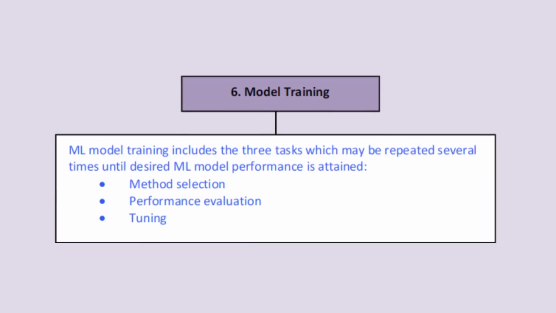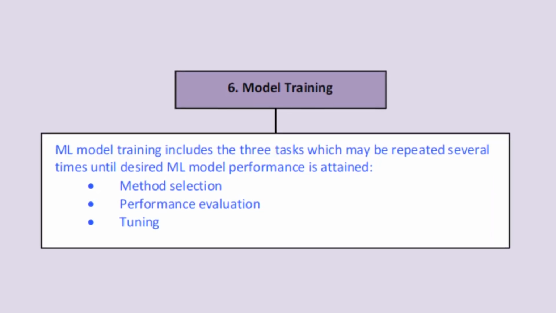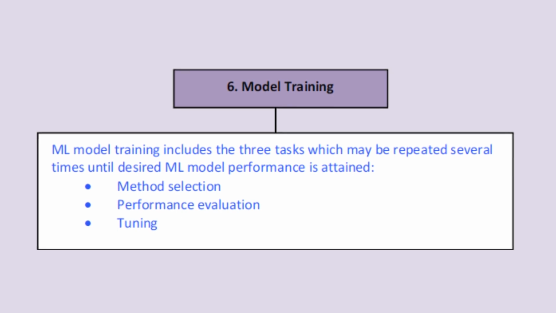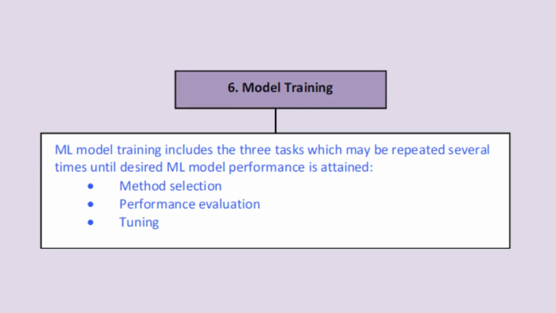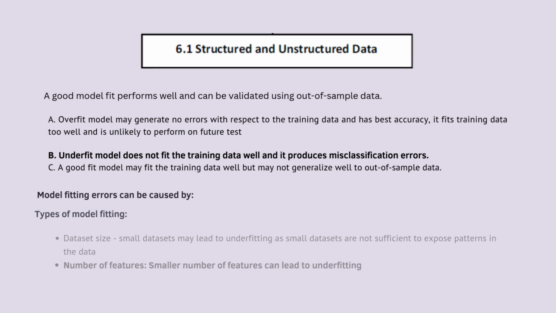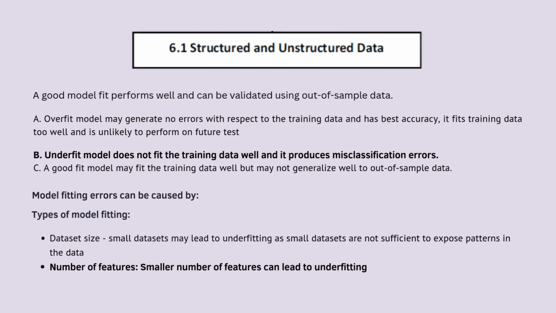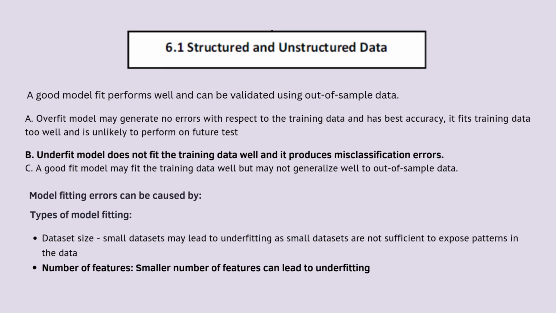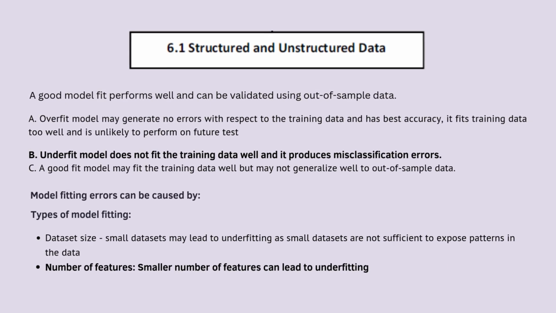Model training. ML model training includes the 3 tasks which may be repeated several times until desired ML model performance is attained: method selection, performance evaluation, and tuning, for structured and unstructured data. A good model fit performs well and can be validated using out-of-sample data.